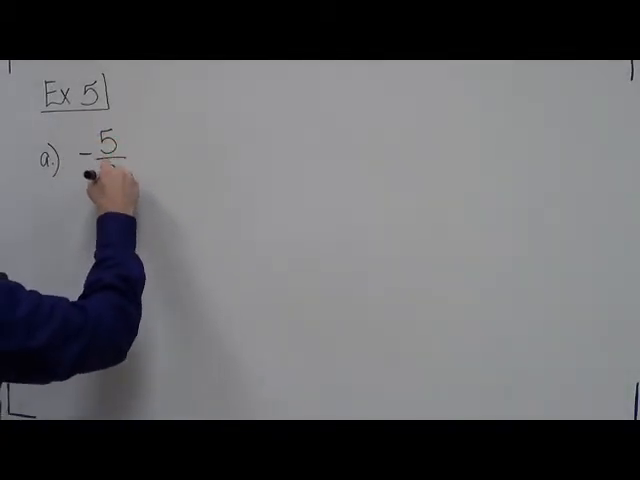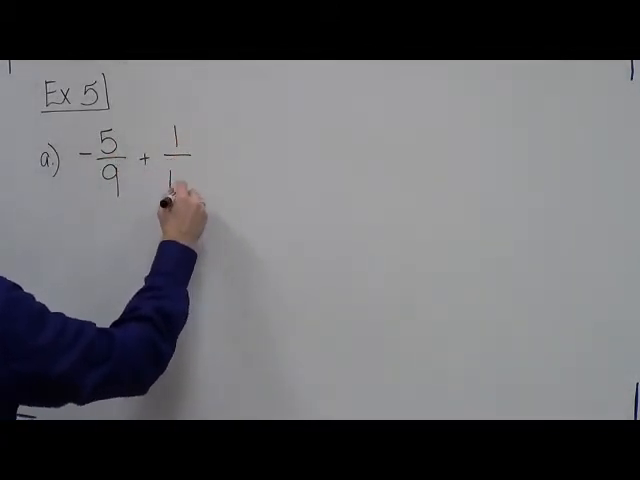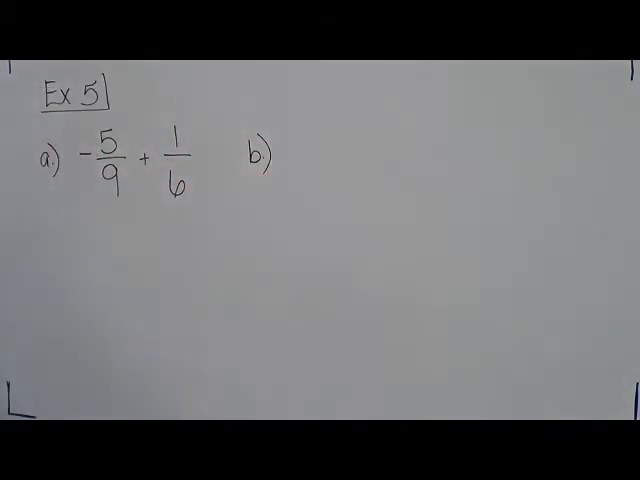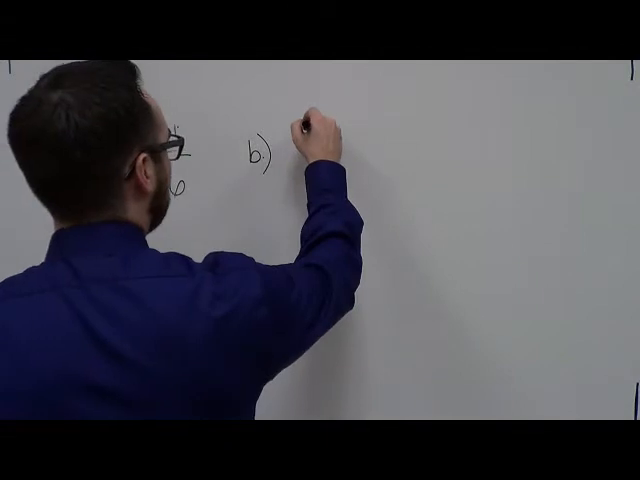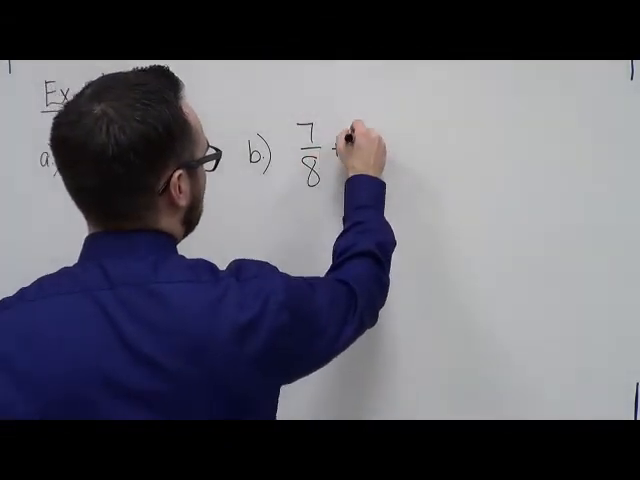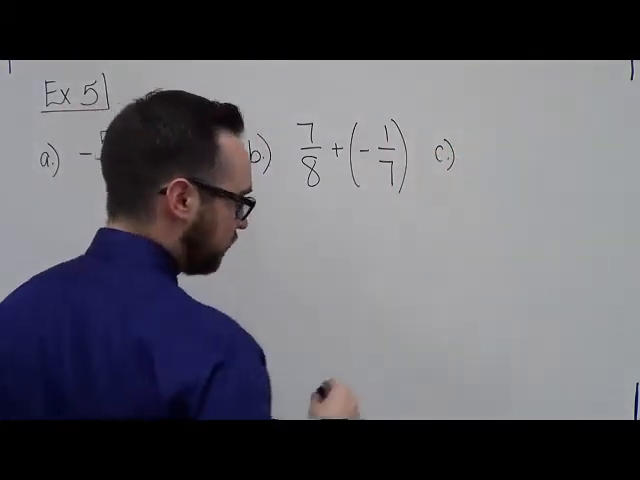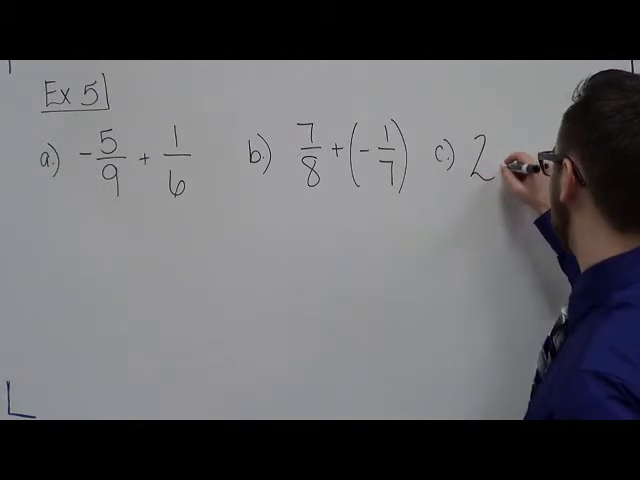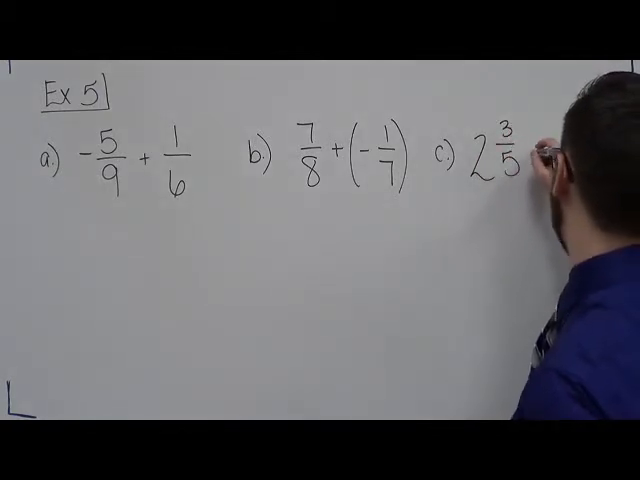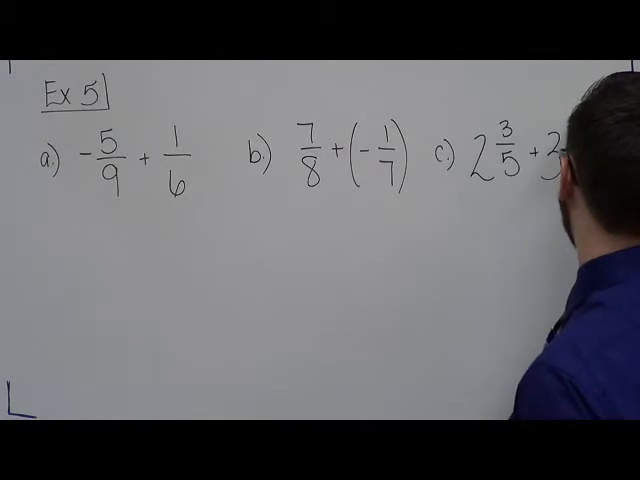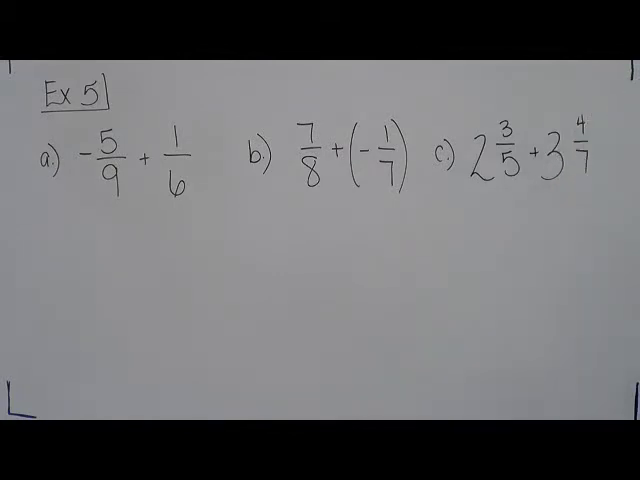So the first one's going to be negative 5/9 plus 1/6. The second one is going to be 7/8 plus a negative 1/7. And the last one is going to be 2 3/5 plus 3 and 4/7. So go ahead and try each of these, and then I'll put the answers up there after a minute or two.